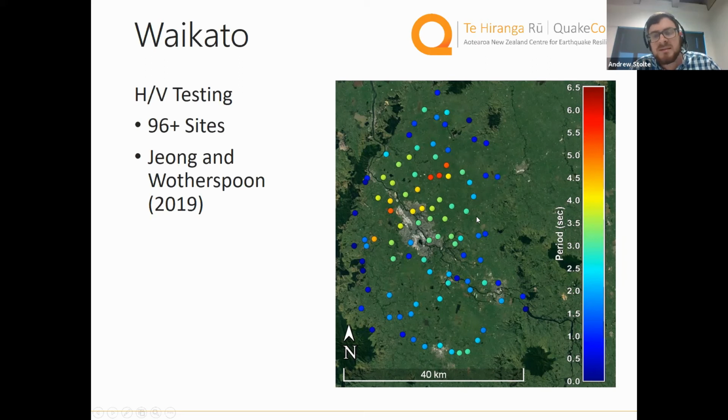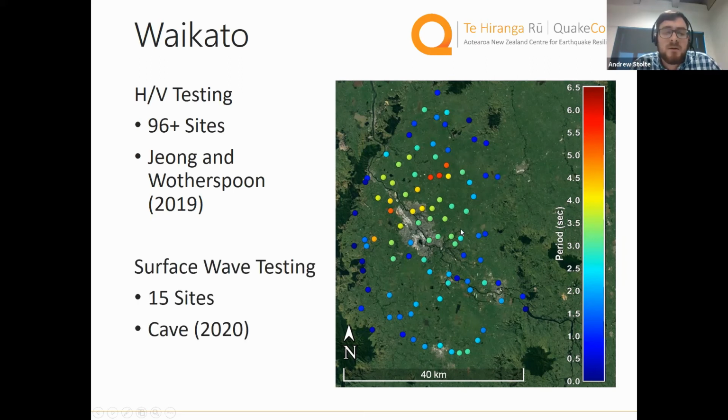And so this data, or this study, is ongoing. Soko and his student collected surface wave data at a site. They wrapped up their testing actually in January, and Ashley, the student, is still processing the data. We hope to have some outcomes soon.